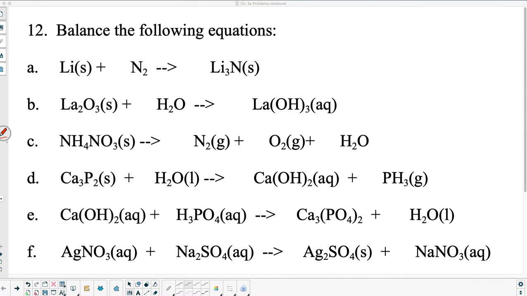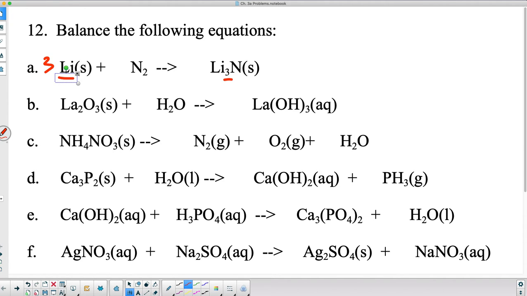For this one, I start off with lithium on the left-hand side and lithium on the right-hand side. There's only one of them, but notice that I have 3 on the right. That means that I need a 3 in front. Okay, so that means 3 lithiums on both sides, so that's balanced.